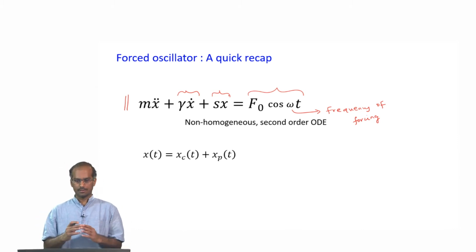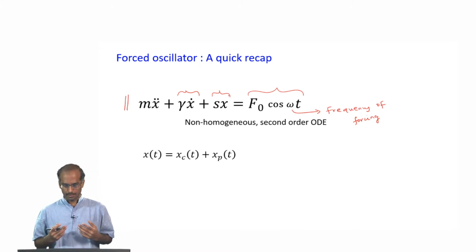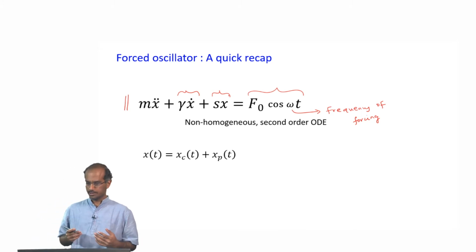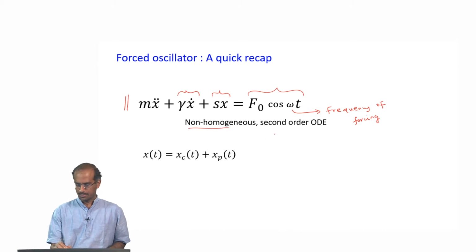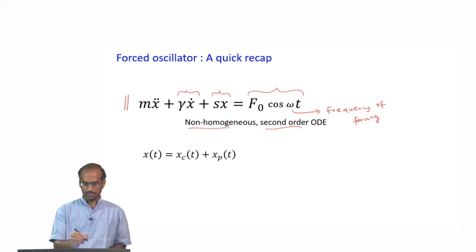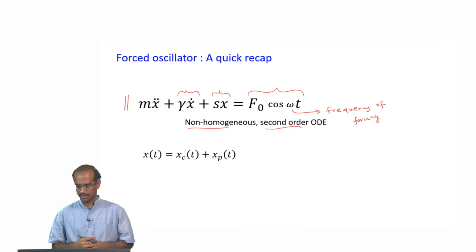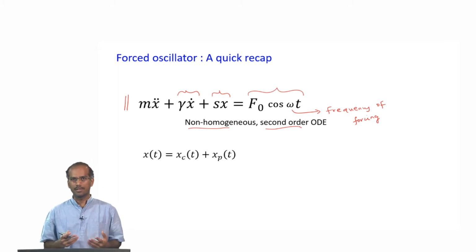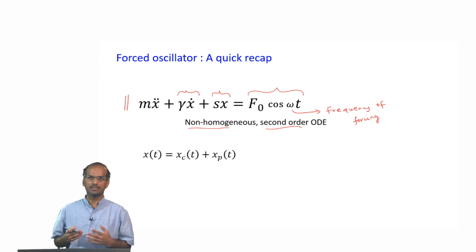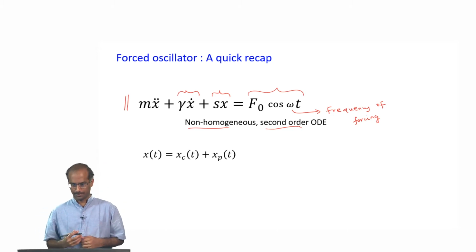So, together this entire equation in mathematical terms would be called non-homogeneous, second order, because it involves d square x by dt square, and it is an ordinary differential equation, meaning that it is not a partial differential equation.